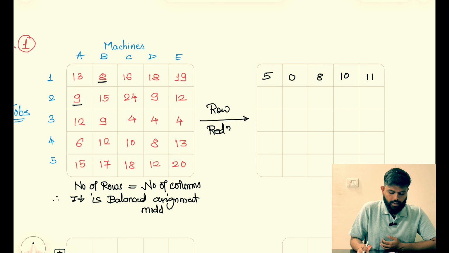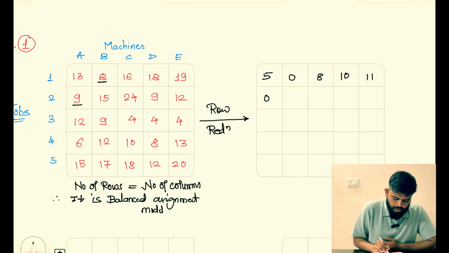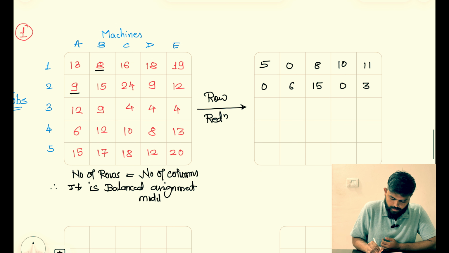So we will subtract 9 from all other values of that particular row. So we have 9 minus 9 as 0, 15 minus 9 as 6, 24 minus 9 as 15, again 9 minus 9 as 0, and 12 minus 9 as 3. Let us proceed to the third row.